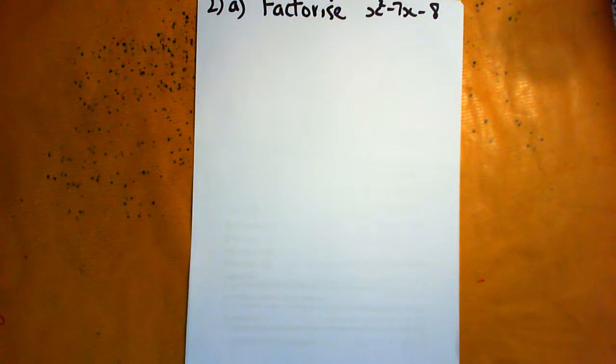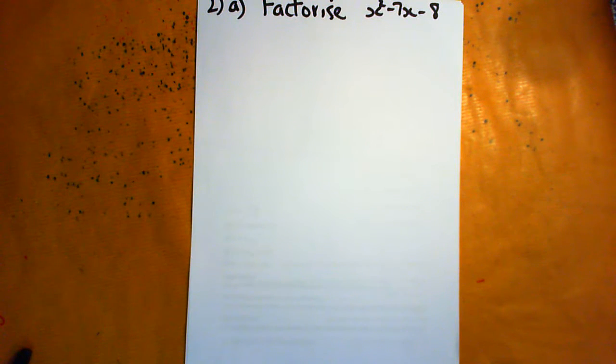Hello viewers, tutorial 13 question 2, and we are revising factorising. So this expression that you see in front of you, x squared minus 7x minus 8, has that quadratic look about it, and it doesn't have any common factors.